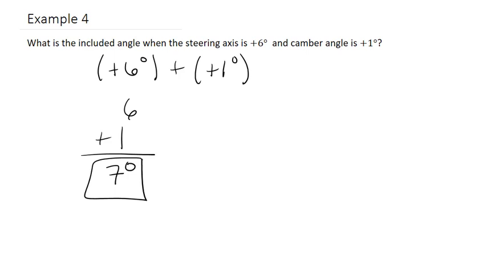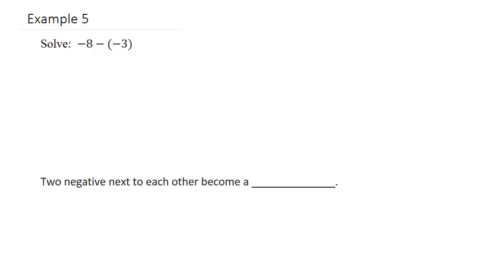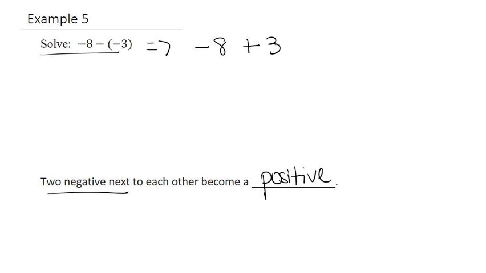Let's do another example. This one, we don't have any angles to solve for. We're just solving for our two numbers. So we have solve negative 8 minus negative 3. Something to note is when you have two negatives next to each other, then it becomes positive. So this means we can go back to this example 5 and rewrite it. So we have negative 8 plus 3. Now we can go ahead and solve. So negative 8 plus 3.